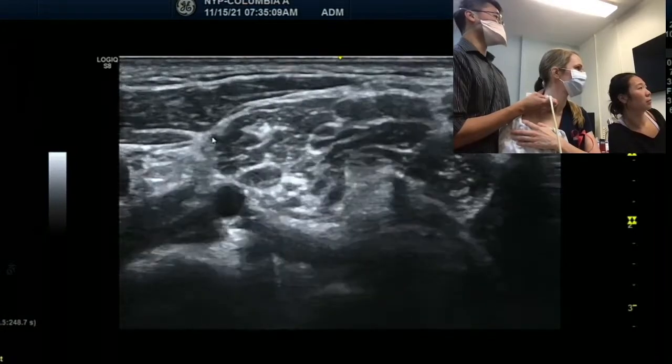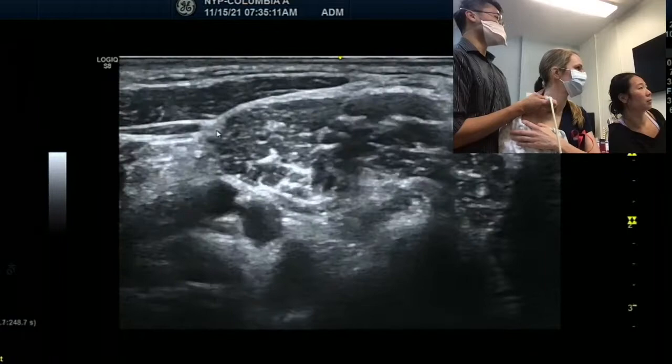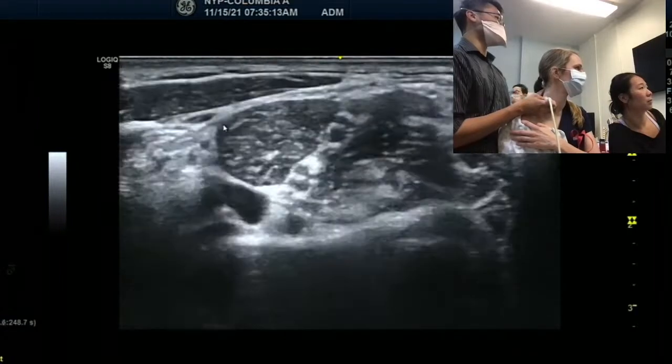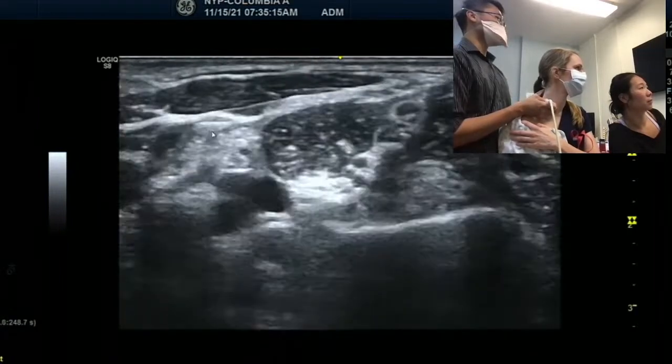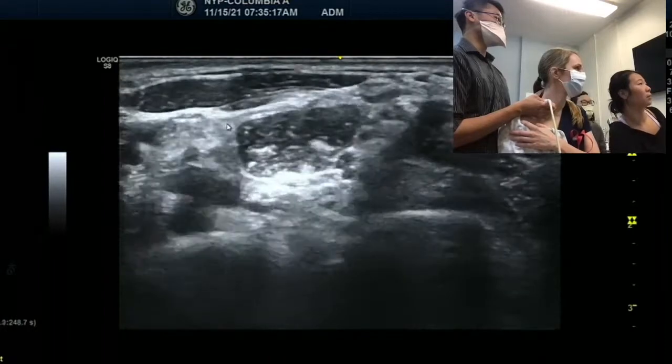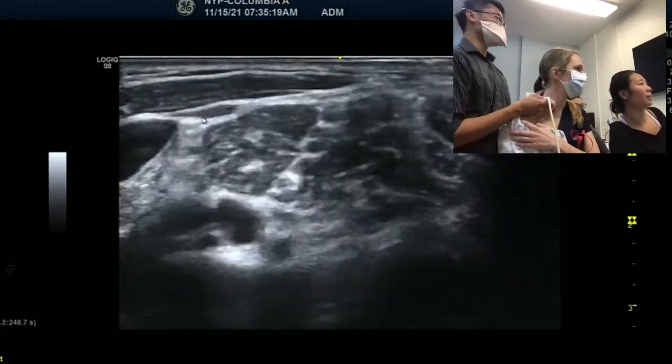See here, the little one. What is the little one Heidi's pointing at? I see that. Right there, I see it. Go slowly forward, and back. It's between the anterior scalene and the SCM.